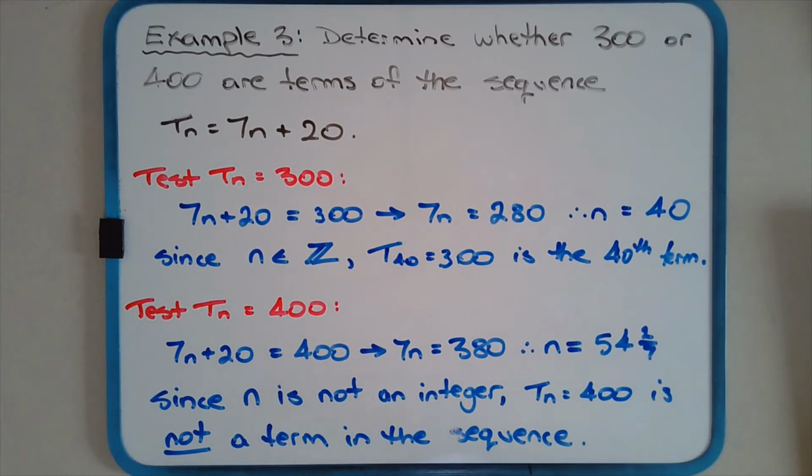And that doesn't make sense as a position number. When you're talking about a position or a rank, the first, second, third, fourth, it doesn't make sense to have a rank that's fractional. Now, since n is not an integer, Tn equals 400 is not a term in the sequence.